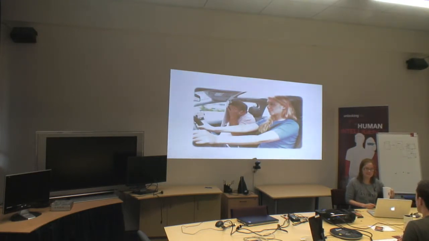So is this kind of in the context of having a biosensor that can read? Yeah, for example. But it doesn't have to.